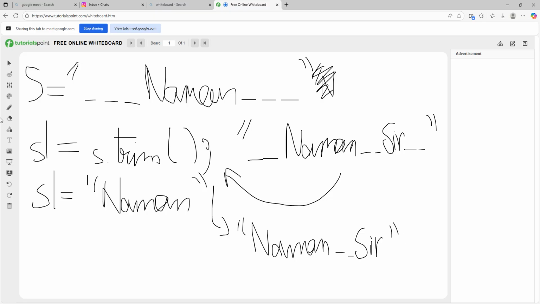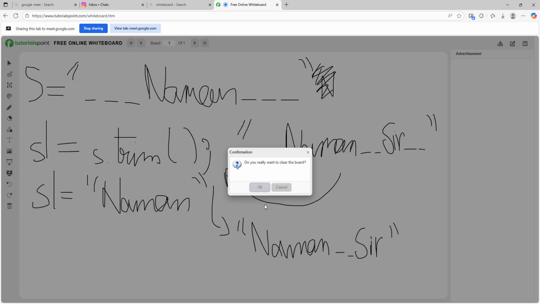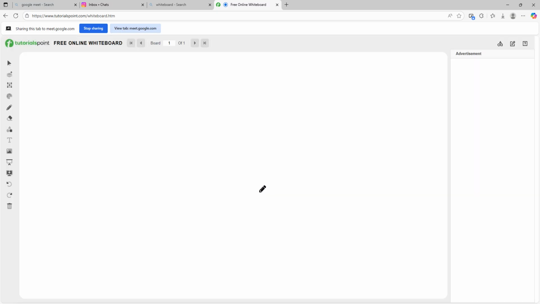Now the last function, that is comparison of strings, compareTo. The compareTo function. As always, the first word will start with a small letter, and the second word will start with a capital letter.